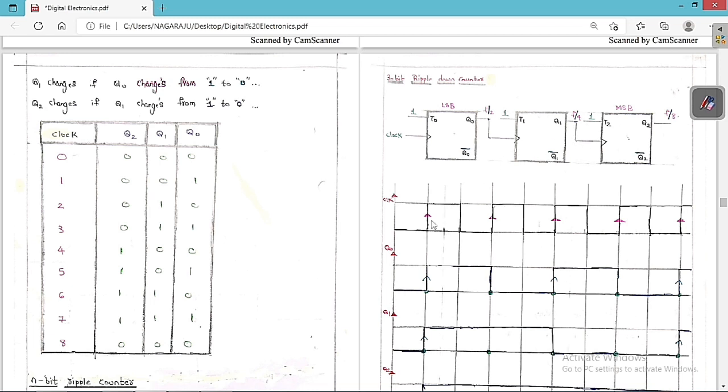Therefore, here the clock is changing from 0 to 1, positive triggering. So Q0 is going to change here from 0 to 1. Again here also it is going to change. Again the clock is changing from 0 to 1, so again the output is going to change.